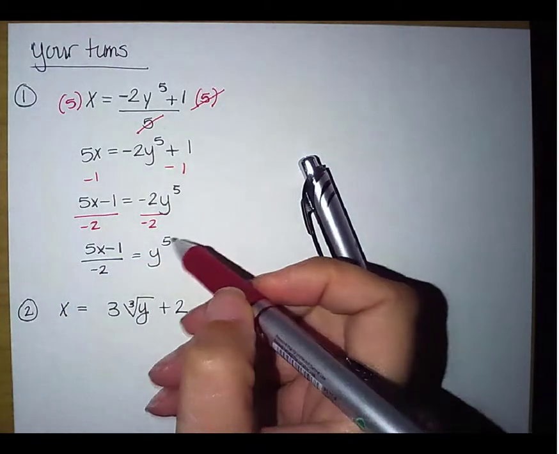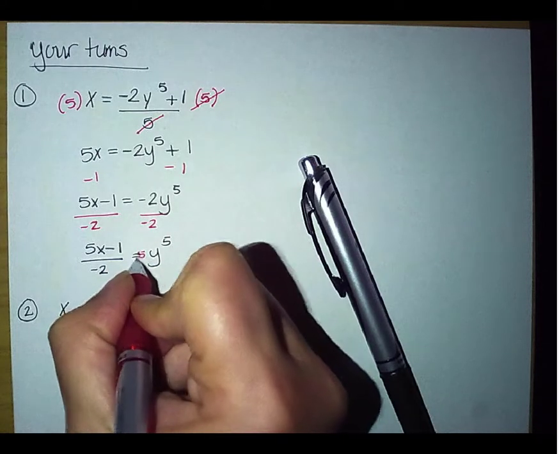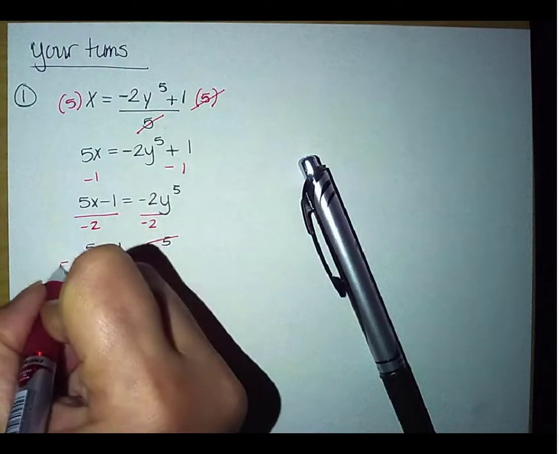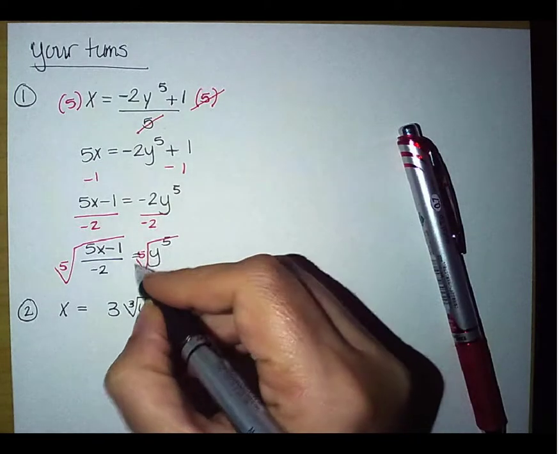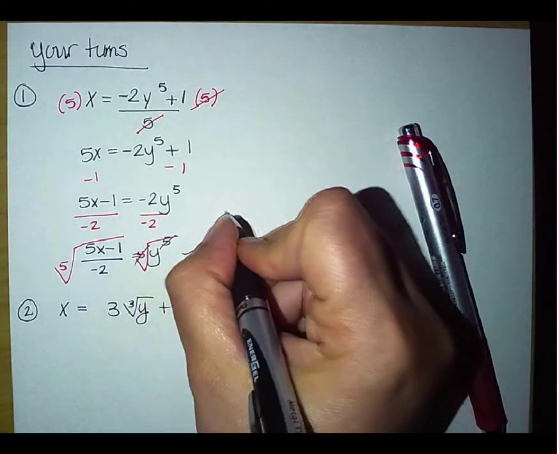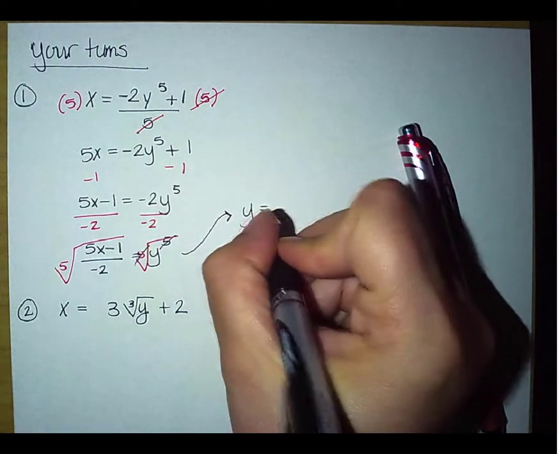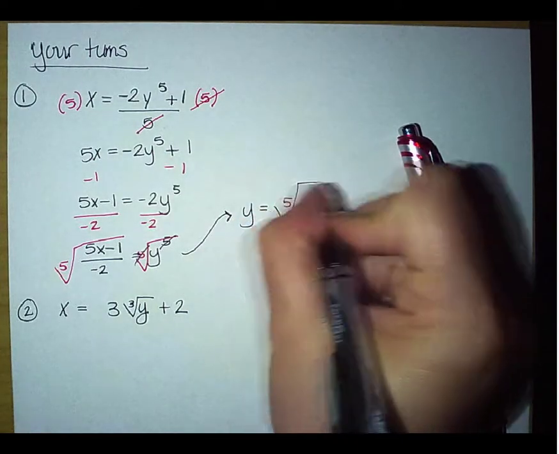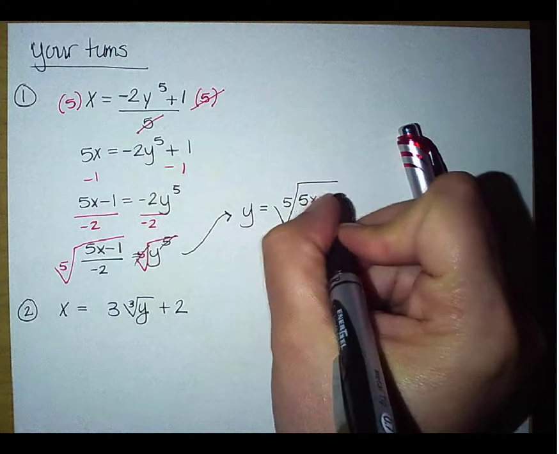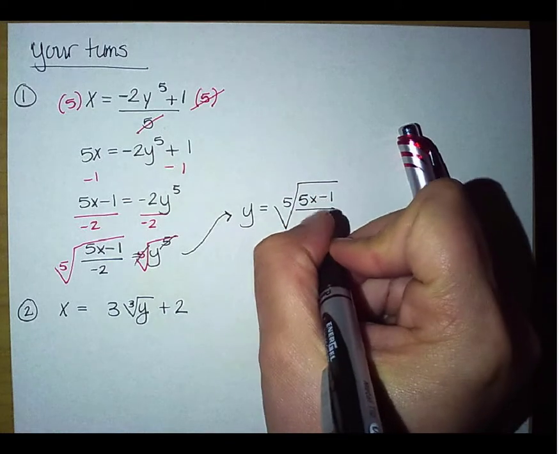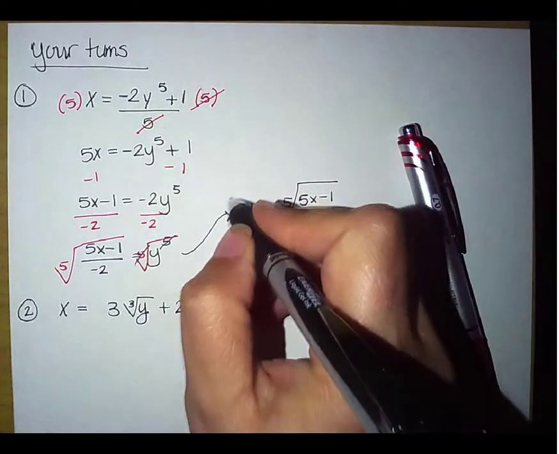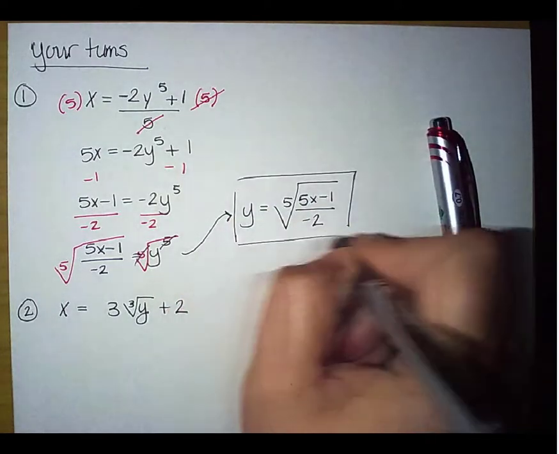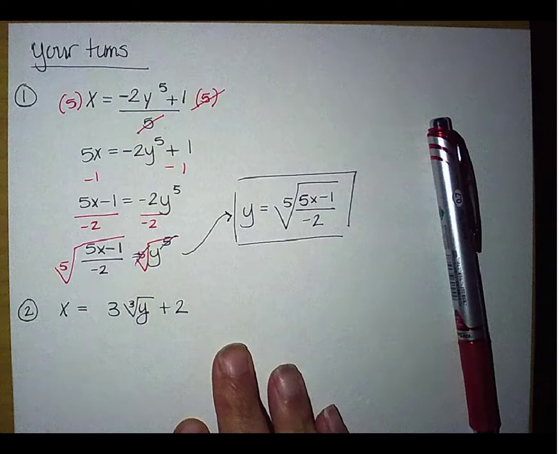Again, since it's a 5th power, we're going to use a 5th root to get rid of it. We're going to do that to both sides of our equation. Our 5th root and our 5th power cancel each other out. So we're going to have y equals the 5th root of 5x minus 1 divided by negative 2. Again, make sure that you put that entire fraction underneath that 5th root. And there's our answer to the first question.